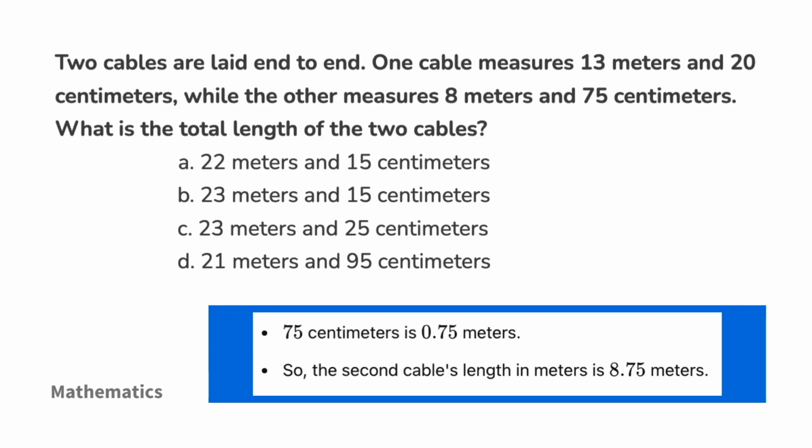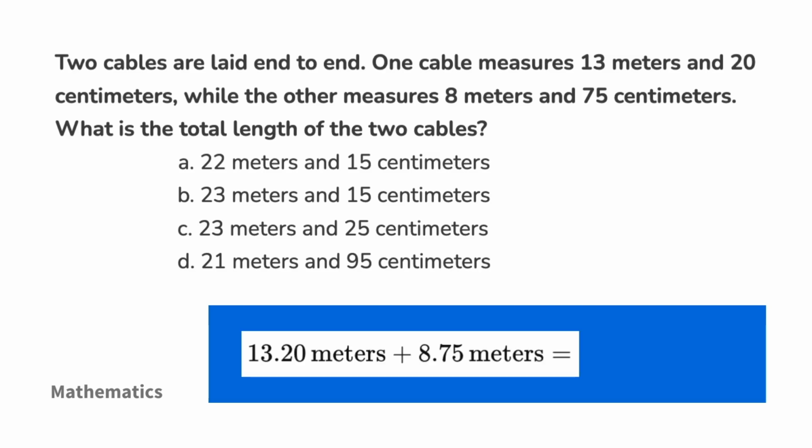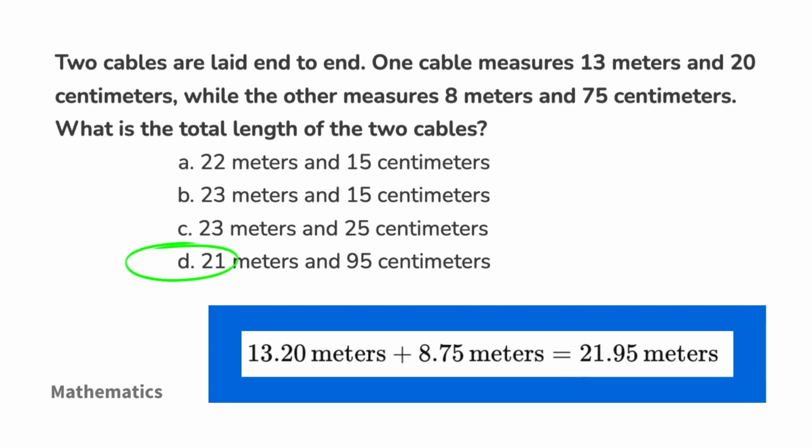Furthermore, the second cable is 8 meters and 75 centimeters. 75 centimeters is 0.75 meters, so the second cable's length in meters is 8.75 meters. Now, to finish up, we need to add the lengths of the two cables. Here we have 13.2 meters plus 8.75 meters, which is going to give us 21.95 meters, giving us the answer option of letter D.